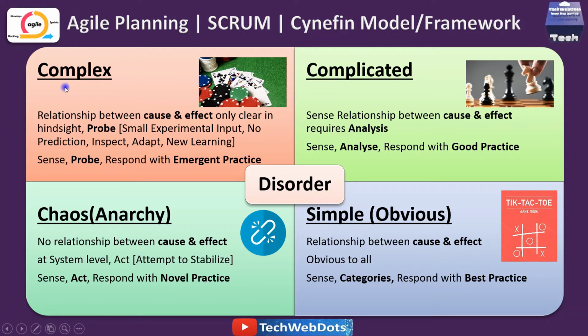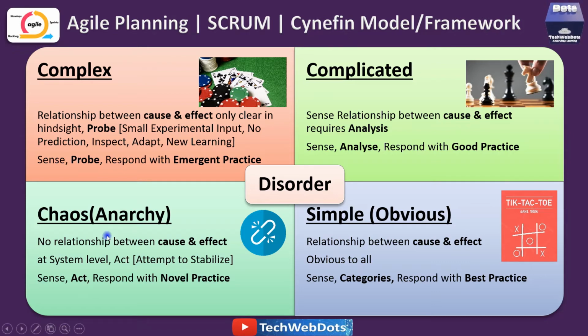Then we move to the third situation, which is complex, where the relationship between cause and effect is only clear in hindsight. What we generally do is run a small experiment, no prediction is there, and we inspect the things and adapt to the new changes that are really required to move ahead in that situation. We sense and respond with emergent practice. It is just like planning poker. As you can see, we do the things in a new way, we adapt new learning.